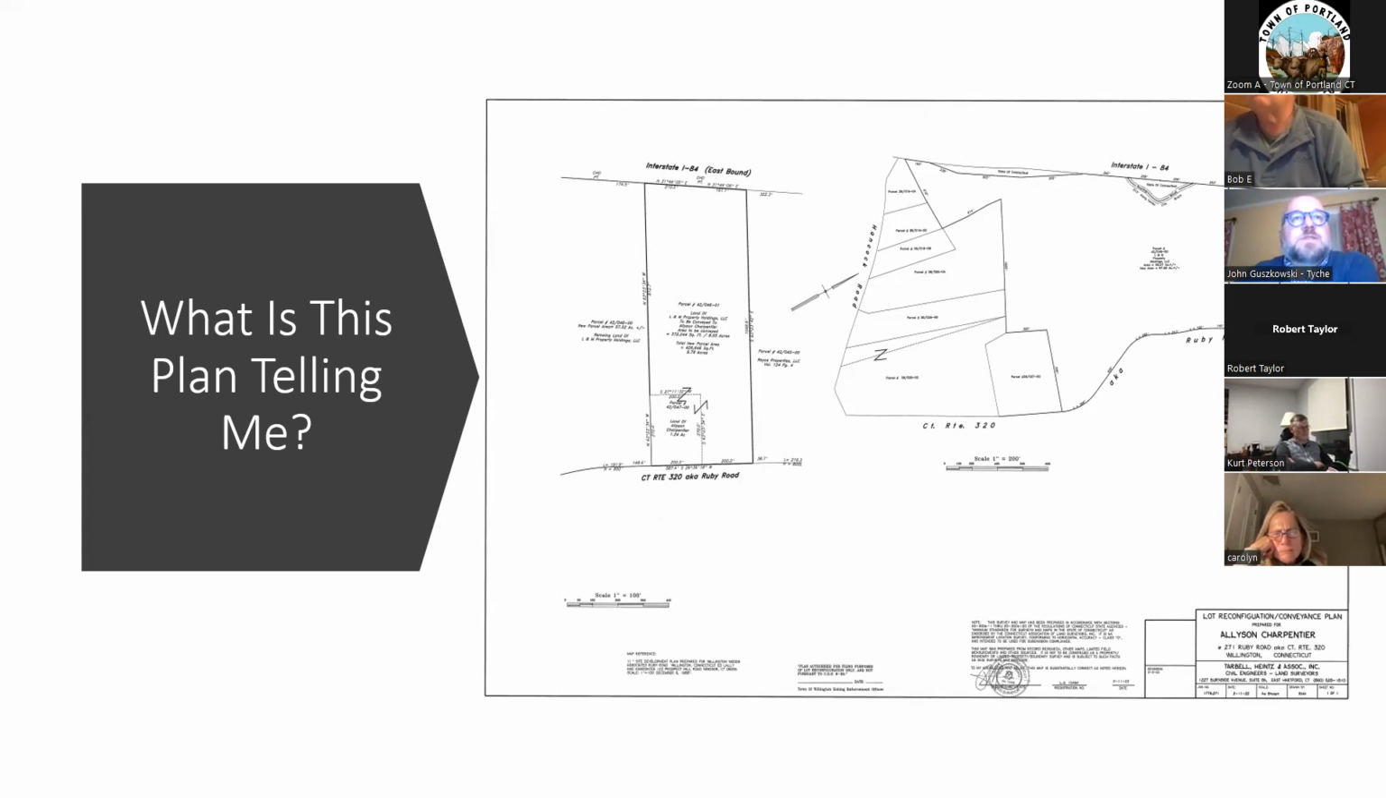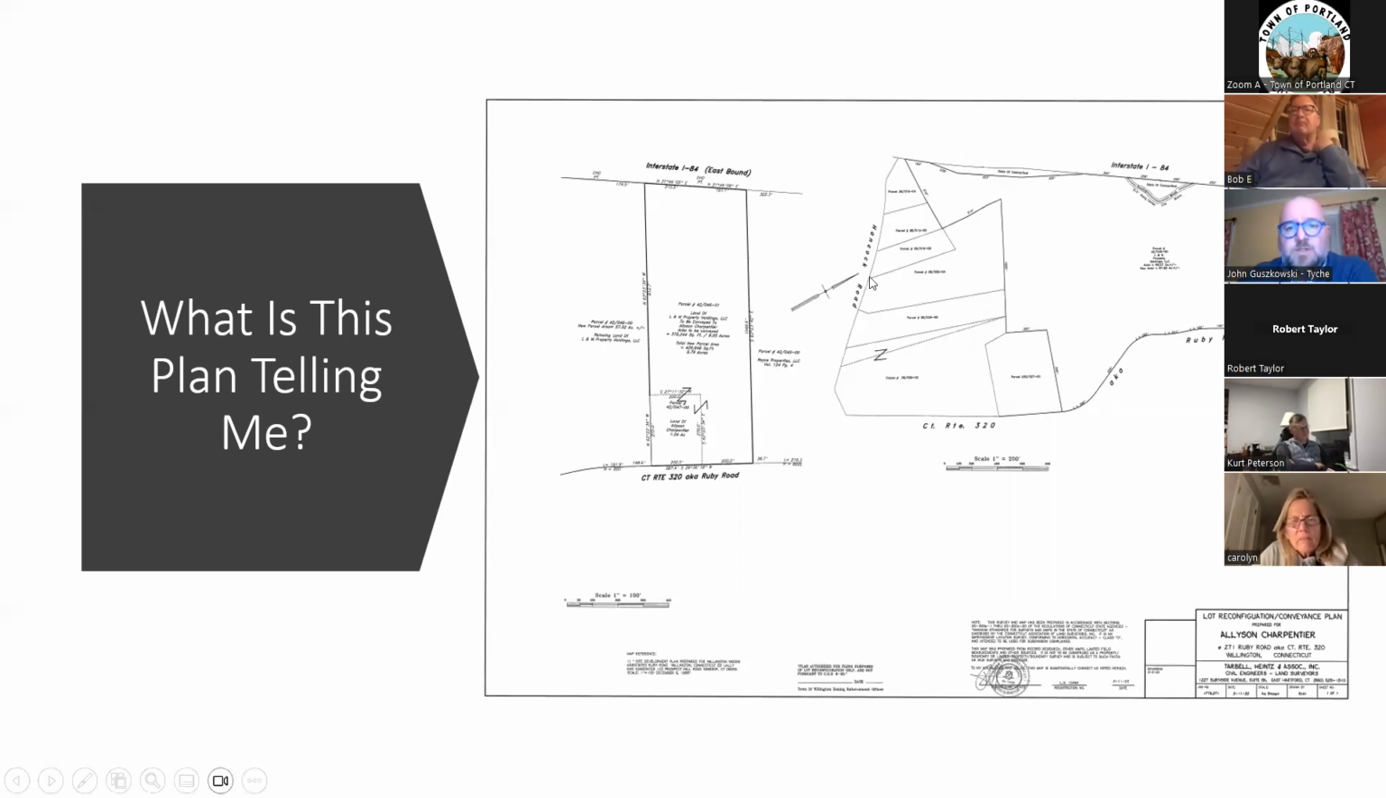So this is a lot line adjustment that was proposed in Willington. The map on the right side is a zoomed out parcel area. This map extends between Interstate 84 to the sort of northwest. And if you see right here, can you guys, oh sorry, can you guys see the cursor on the screen?